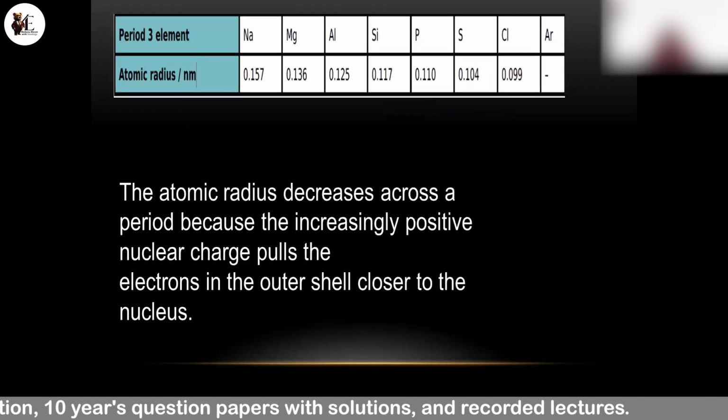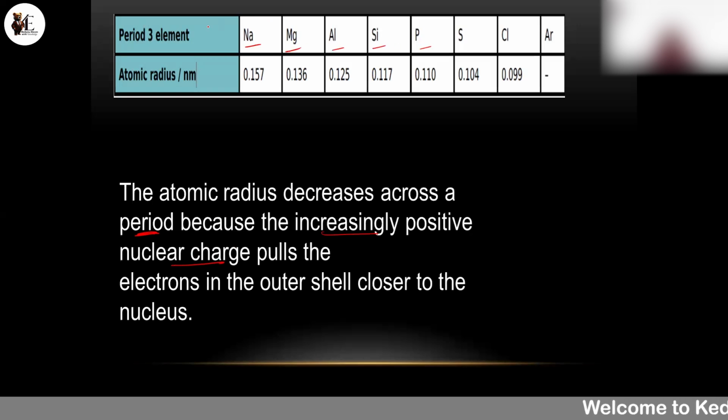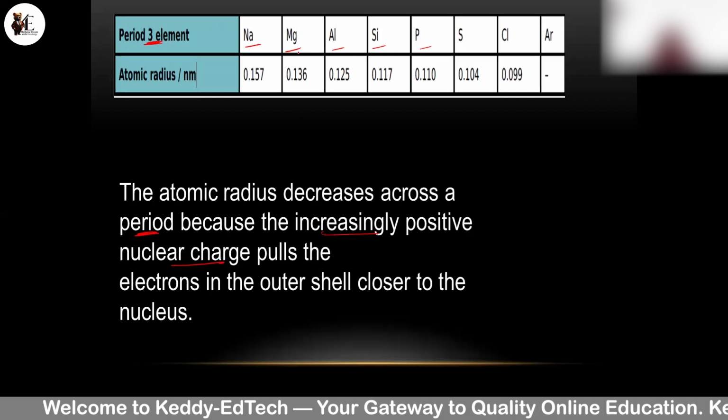What is the trend in the period? Atomic radius decreases across a period. Why does it decrease? Because of the increasingly positive nuclear charge. Take this period, which is period 3. The increasingly positive nuclear charge pulls the outer electrons in the outer shell closer to the nucleus. That's why its atomic radius decreases.